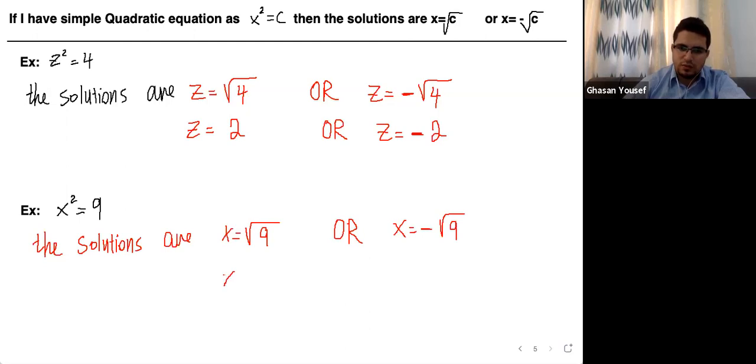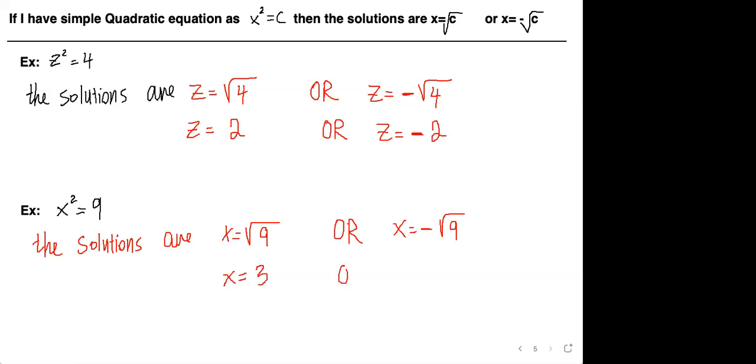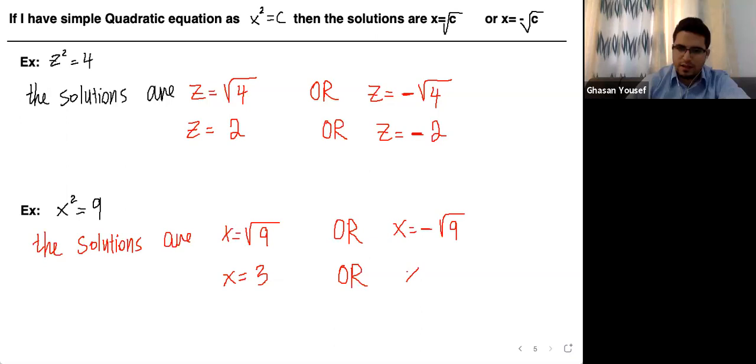So what is the square root of 9? 3. Correct. Or negative, x equals negative 3. These are the two solutions for this simple quadratic equation. This property, we're going to use it a lot. Also, there are other ways for solving quadratic equations, and I'm going to give another example.